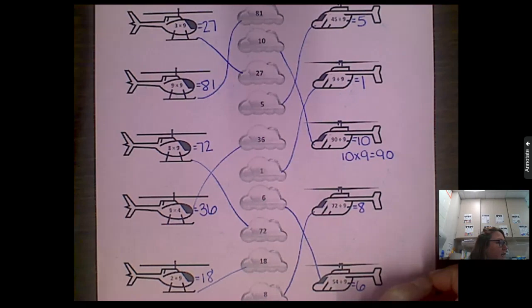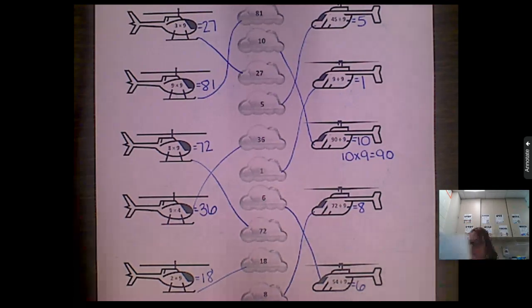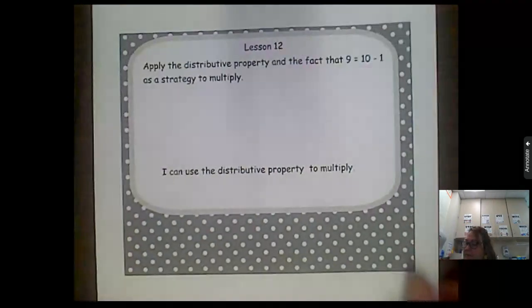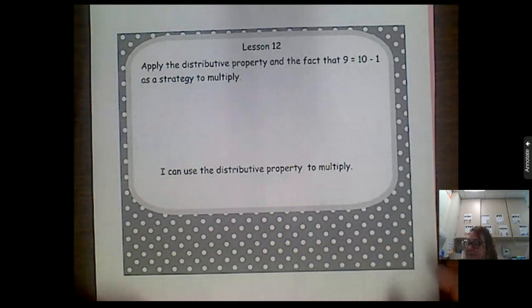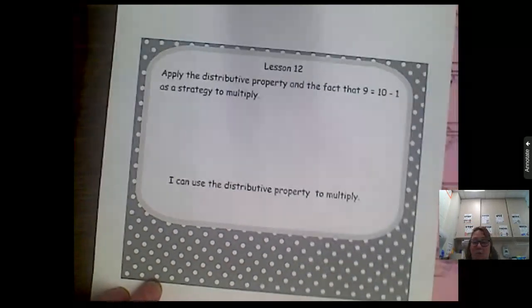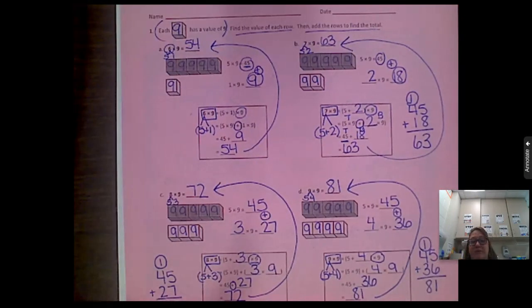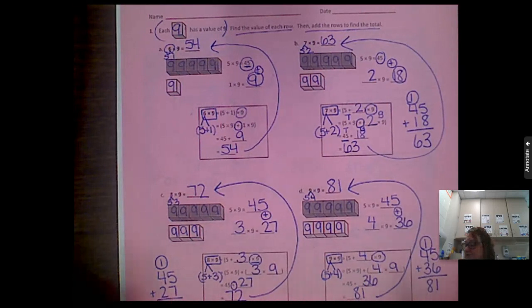If we think about our lesson today, let me find our objective page. Here we go. I can use the distributive property to multiply. That was our whole front page, right? We're using that distributive property or that break apart strategy to multiply.